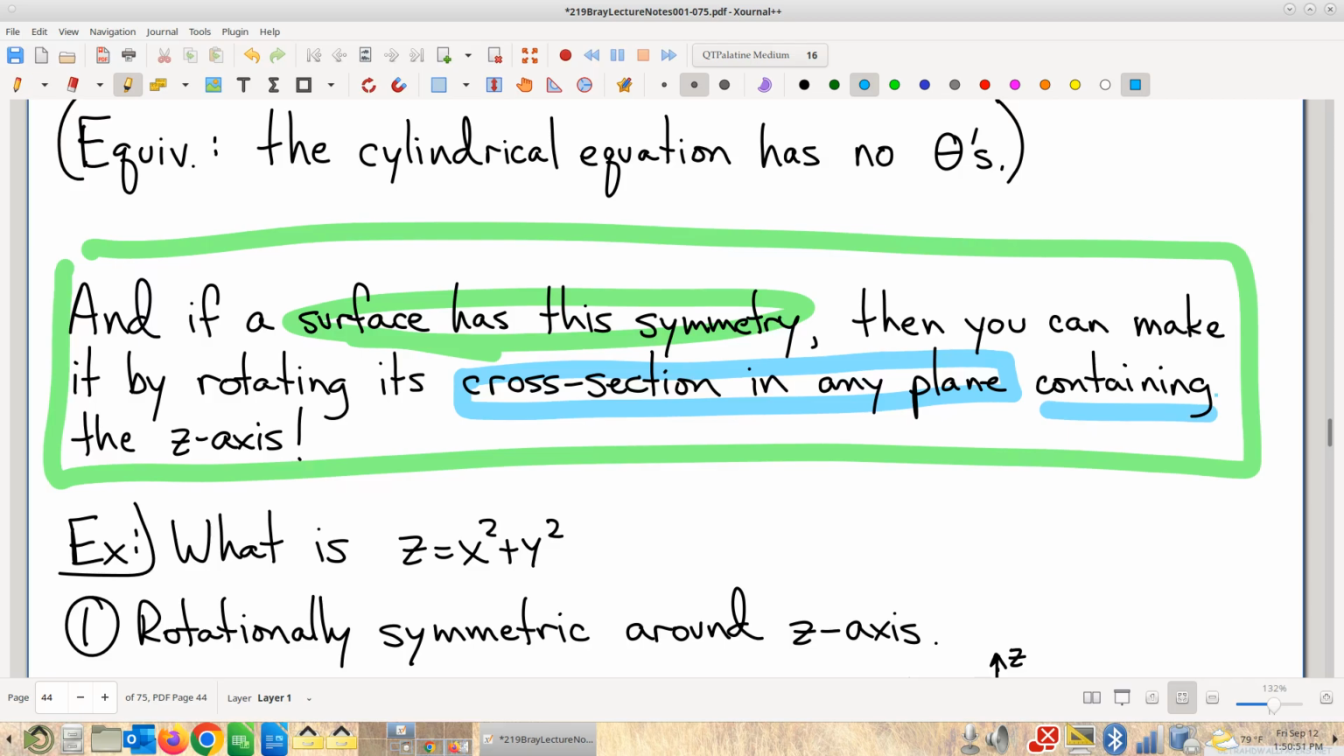Doesn't matter what plane, any plane at all that contains the axis. If it's rotationally symmetric, you can look at that cross section and just rotate the cross section, and that will produce your surface. Now, again, purely geometric appeal. Does that seem like a plausible suggestion?